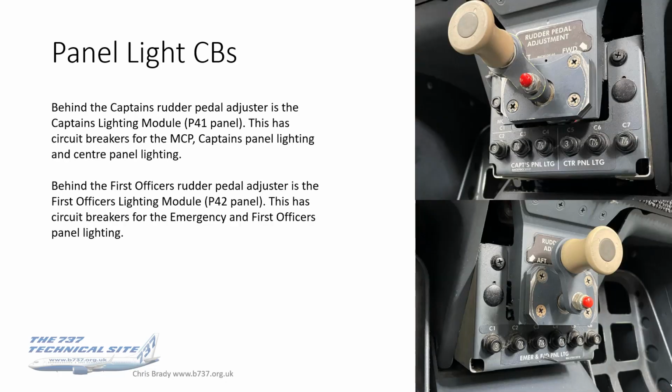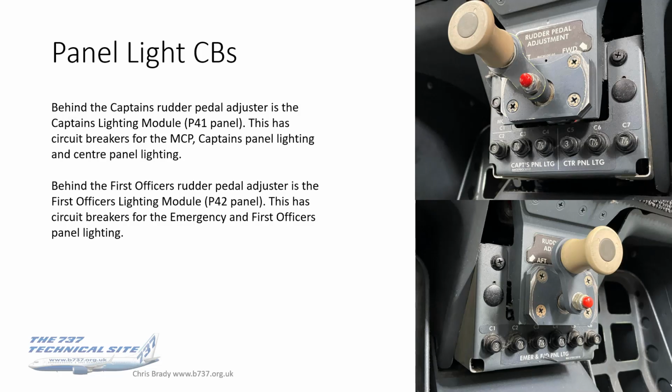More circuit breakers can be found near the rudder pedal adjusters. The captain's ones, that's P41 panel. It's got circuit breakers for the MCP, and the captain's panel lighting and centre panel lighting. Behind the FO's rudder pedal adjuster is the FO's lighted module, so that's circuit breakers for the emergency and the FO's panel lighting. So if any of your panel lighting goes off, and your feet have been near the rudder pedal adjustment, it might be worth just checking to make sure that you haven't accidentally popped out a circuit breaker.